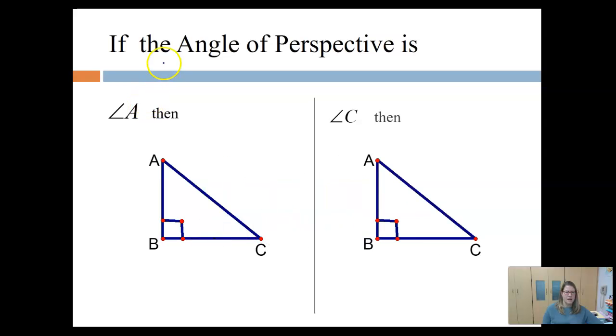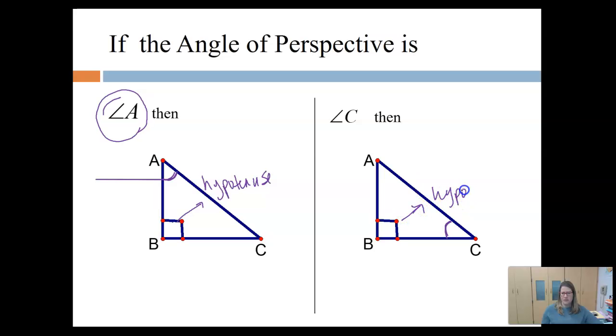Notice that these two triangles are exactly the same. This one is telling me that my angle of perspective is angle A, so that's this angle right here, which I'm going to mark. And this one is telling me that my angle of perspective is angle C, which would be right there. So the hypotenuse on both of them is going to be that longest side that is across from 90. It's opposite of 90. That's true for both, so that's not going to change based on my reference angle.